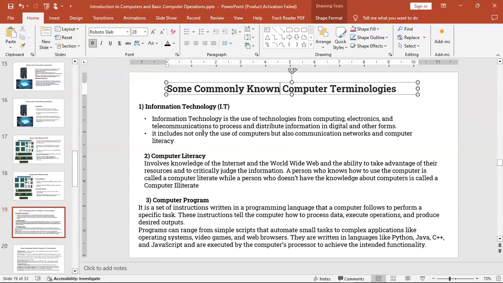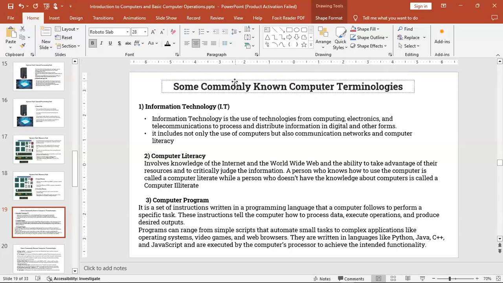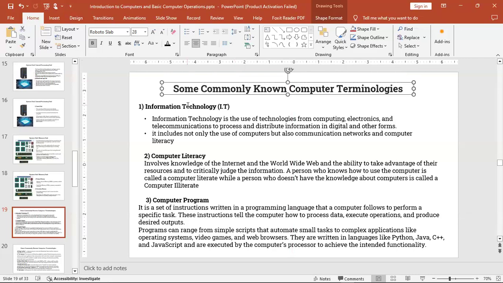Let's look at some commonly known computer technologies. In your day-to-day life with computers, you have to know some common words that we talk about every day in the world of technology, in the computer world. For example, information technology. What is information technology? It is the use of technologies from computing, electronics, and telecommunication to process and distribute information in digital and other formats. It includes not only the use of computers, but also communication networks and computer literacy. So you see that information technology is not only limited to computers.